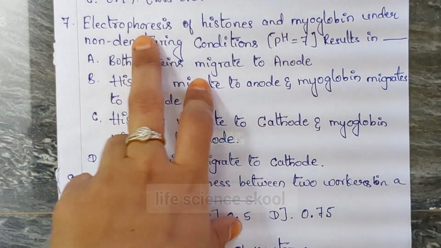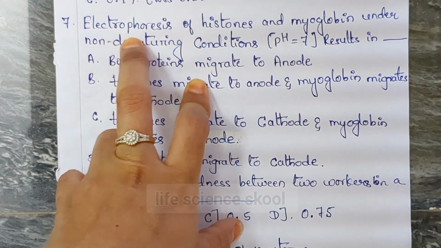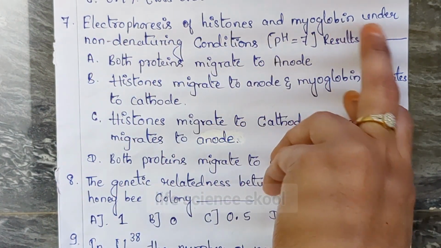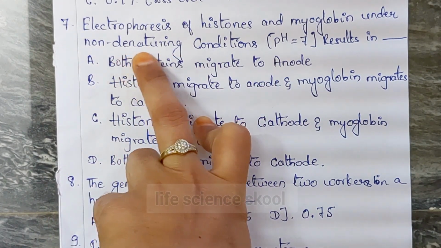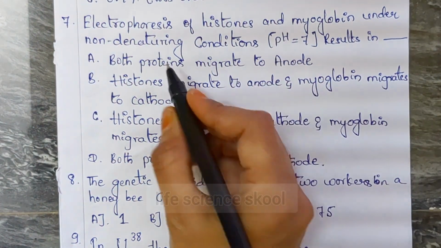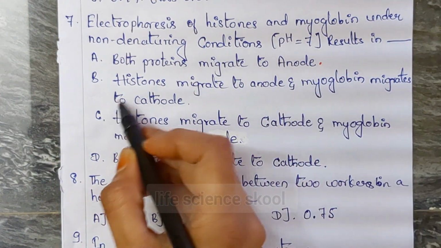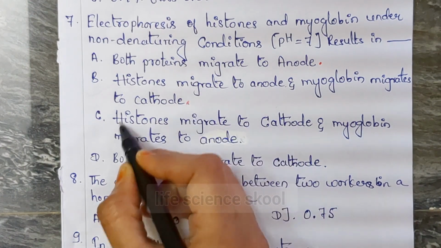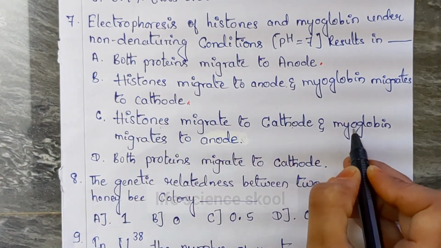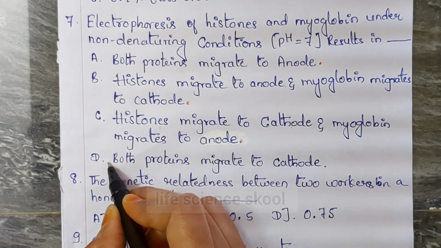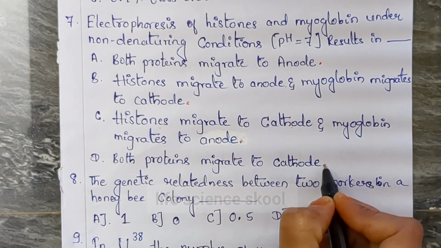Next, moving on to the next question. Seventh one: electrophoresis of histones and myoglobin under non-denaturing condition, meaning at pH 7, results in: option A, both proteins migrate to anode; option B, histone migrates to anode, myoglobin migrates to cathode; option C, histone migrates to cathode and myoglobin migrates to anode; option D, both proteins migrate to cathode.